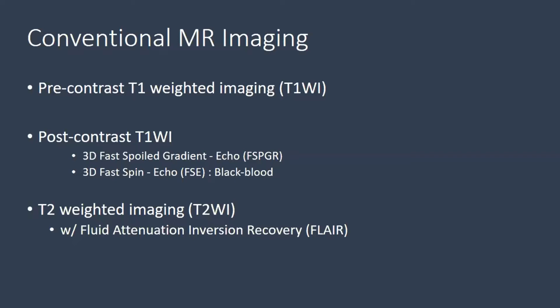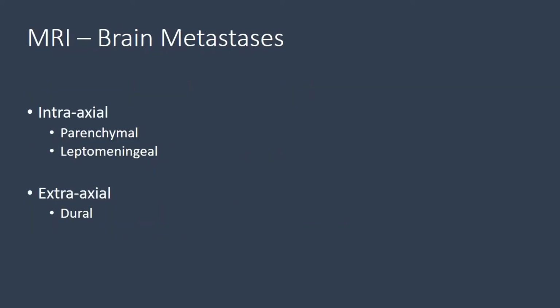What is the value of FSE? It is basically what we call the black blood technique. In this, the vessels are black, or the blood is black, not enhancing as you see in the FSP-GR. And so you would not mistake a blood vessel for a small metastasis or vice versa. The other conventional sequence, which we are all familiar with, is the T2 weighted imaging, which along with fluid suppression allows for easy detection and evaluation of the edema, which is accompanied by these brain metastases.